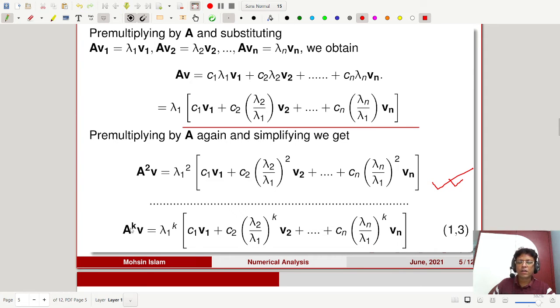Lastly, if you are multiplying the matrix A k times, then it will be A to the power k v, and lambda 1 to the power k, and this power will be k. All the powers will be k, and you have similar expressions. This is equation 1.3.